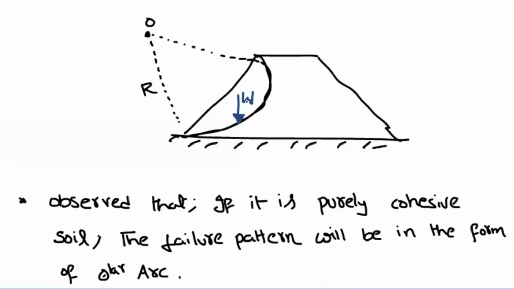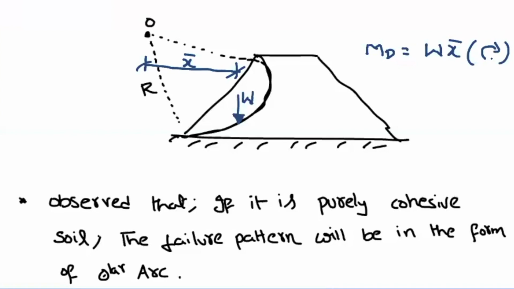So here, if you want to find the factor of safety, we have to find the moment with respect to the point of rotation. This failure mass is at a distance x bar from the point of rotation. So what is the driving moment we can observe? The driving moment will be nothing but W into x bar. In which direction is this, clockwise or anti-clockwise? If you see, this is forming a clockwise direction. So I'll mark it as clockwise.